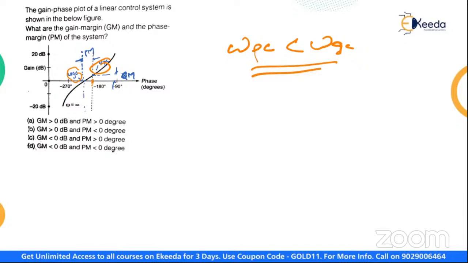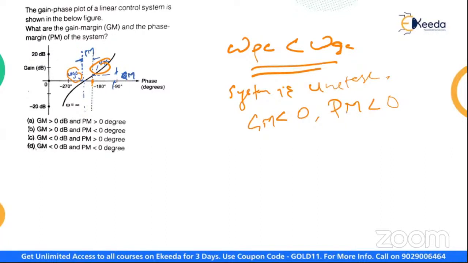This means that the system is unstable, because if omega PC is less than omega GC, then in such a case your GM is negative and your PM is also negative. And if both GM and PM are negative, then in such a case we say that the system is unstable, correct? Yes. Now, let us see the next question.